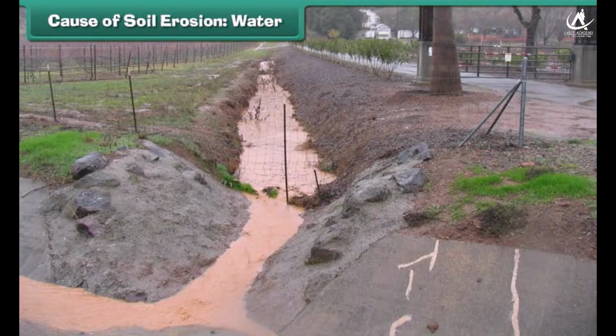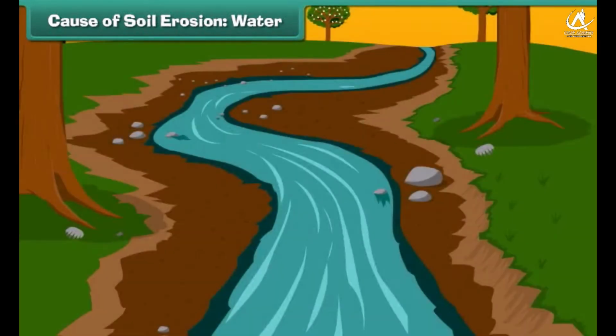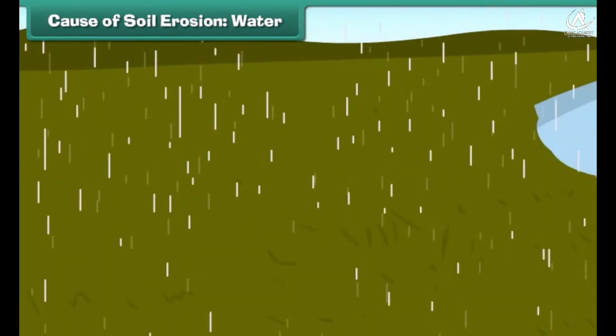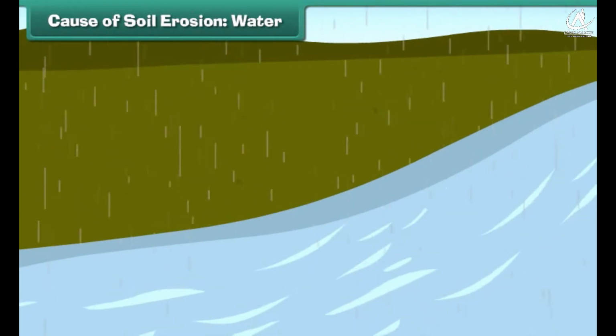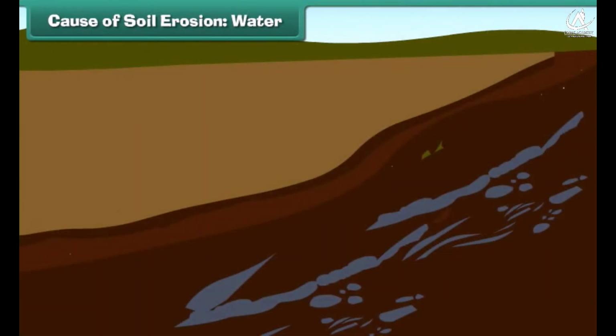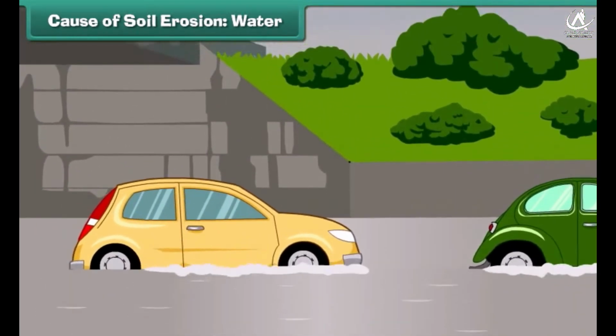Friends, come let us know the factors which cause soil erosion. The most common factors are water and wind movements. Water flowing through ground carries away soil with it. During rain, the soil particles are detached by raindrops. These soil particles are carried away by the running water. Floods are also a main cause behind soil erosion.